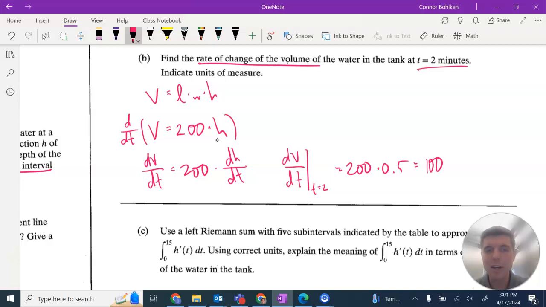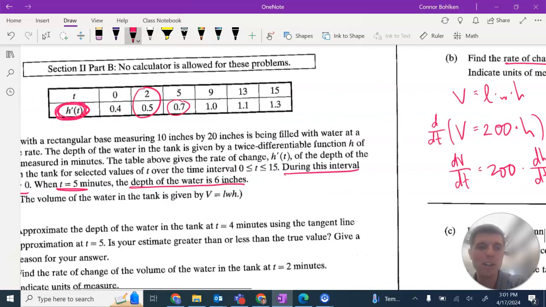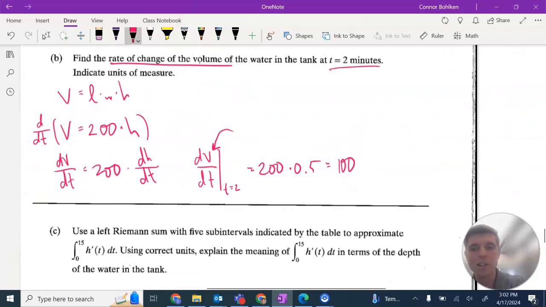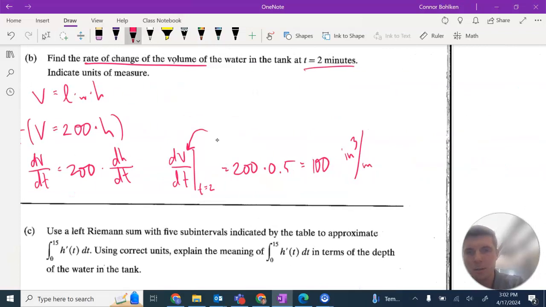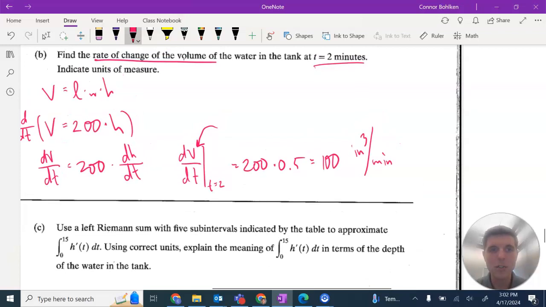I can always find my units based on reading this out loud. It says change in volume over time. So what's a volume unit? In this case, my volume units are inches cubed. So it's inches cubed per time, so change in volume over change in time. My time was minutes. Cool, that's it, we're done. Probably 2 points on that one.